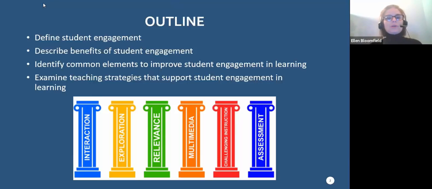Of course, we're going to talk about the benefits of student engagement, and then we're going to identify common elements, those are the pillars, and then maybe discuss amongst all of us some teaching strategies that support student engagement and learning.